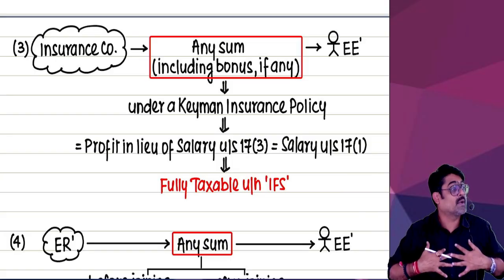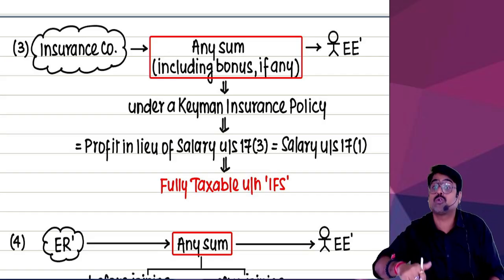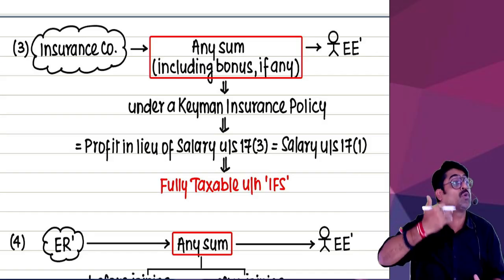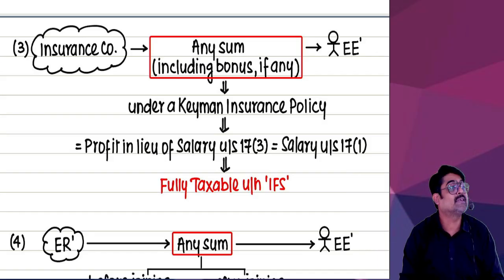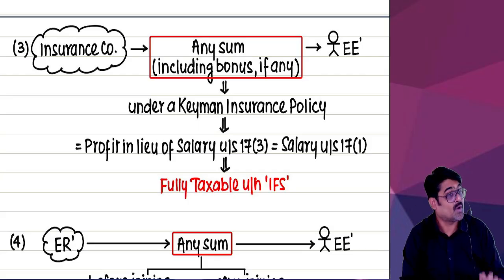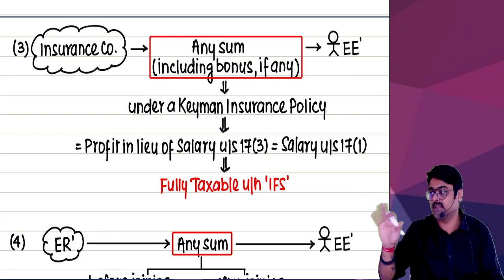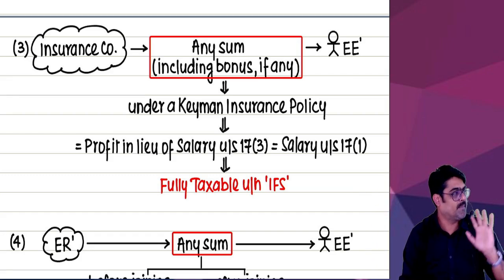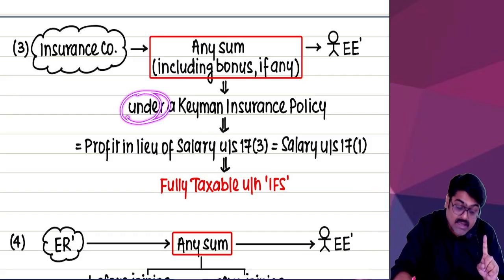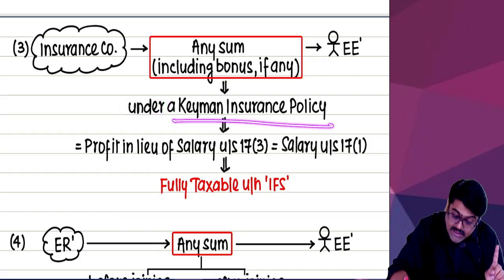So your employer has made these arrangements with the insurance company that the amount should not come to the employer, rather the amount should go to my employee. Understanding? So you are getting this amount from the insurance company, not your employer, but this amount is coming because of your employer only. Because employer would have taken this policy for you. So if you are an employee getting any amount from insurance company, not under a normal life insurance policy or medical policy, but under a Keyman insurance policy.